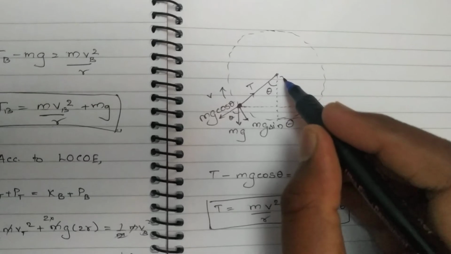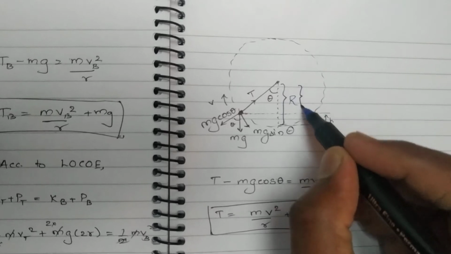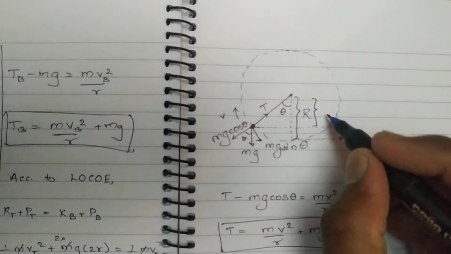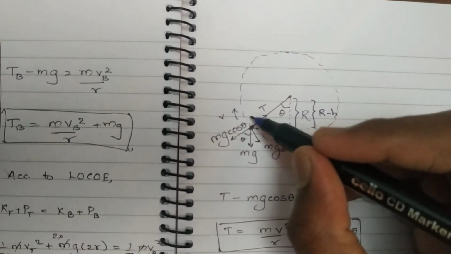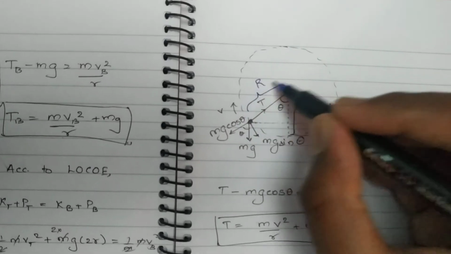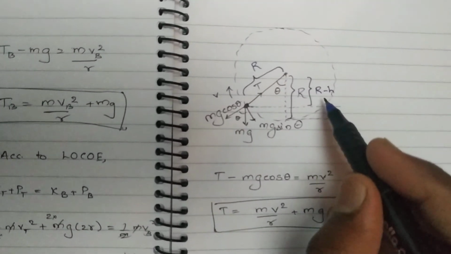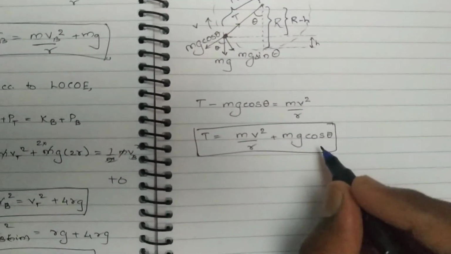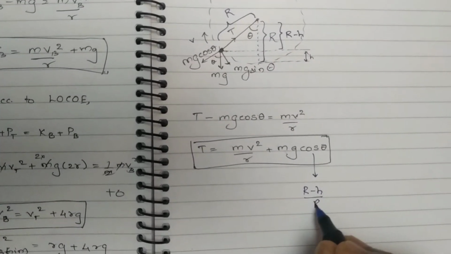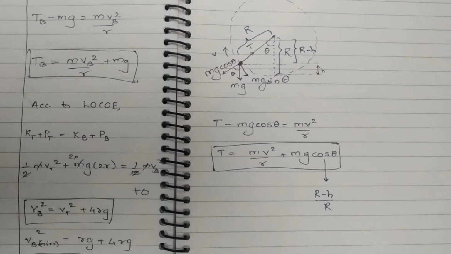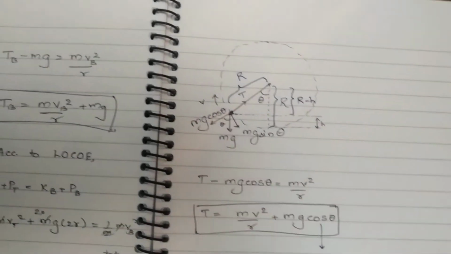You are very well aware that this total length is r, which means this particular distance will be r minus h. And similarly this particular length will be r. From here what do we understand? This is cos theta. Cos theta is nothing but adjacent upon hypotenuse. Adjacent is r minus h upon r. So instead of cos theta you can simply substitute r minus h upon r, if they are giving you the height. With the help of this expression you can easily determine the tension at any random point.